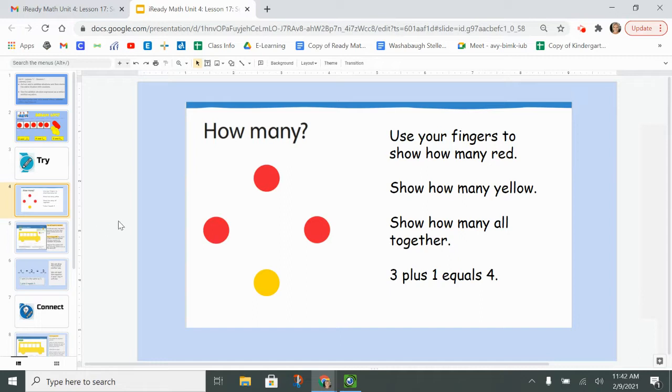All right. Now, let's practice using our fingers here. So we are going to show these counters using our fingers. So how many red do you have? Show that on one hand. And then how many yellows do you have? Show that on your other hand. Now we're going to add them. So join them together. So you have 3 and 1 equals, good, 4. 3 plus 1 equals 4.